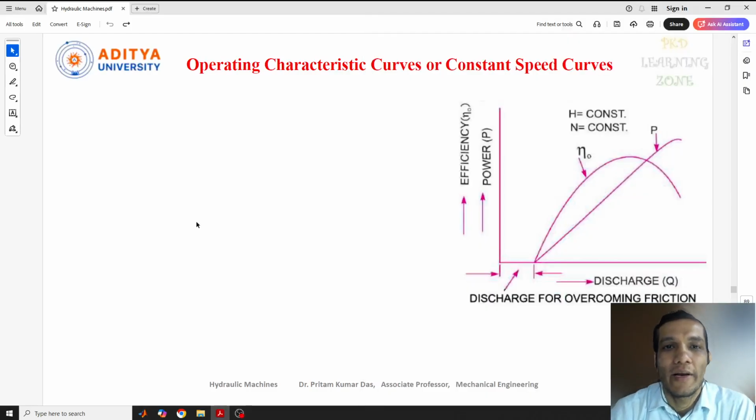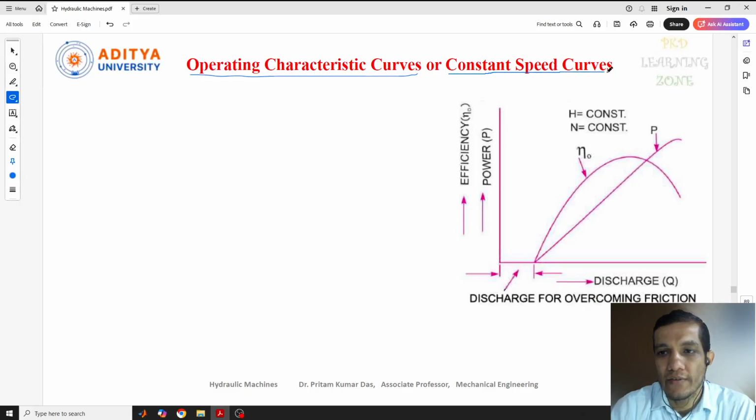Hi everyone, welcome to this new lecture of hydraulic machines. In this lecture, we'll discuss another topic regarding the operating characteristics curves, which is also known as constant speed curves. In our last lecture, we have seen the main characteristics curves. In that, we have discussed many things. Here, in the operating characteristics curves, we'll discuss the relation between efficiency and power versus discharge.